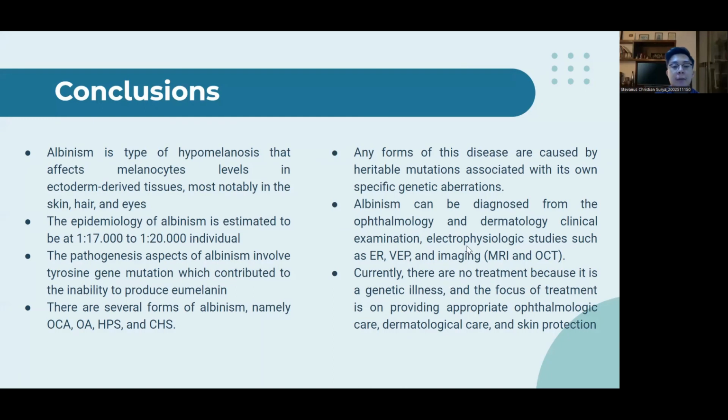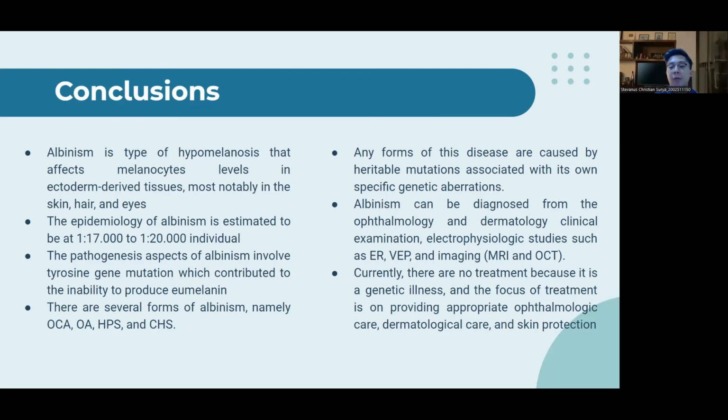The epidemiology of albinism is estimated to be 1 per 17,000 until 1 per 20,000 individuals. The pathogenesis of albinism involves tyrosinase gene mutation, which contributes to the inability to produce eumelanin. There are several forms of albinism, namely OCA, OA, HPS, and CHS. Each form of the disease is caused by hereditary mutation associated with its own specific genetic aberrations.